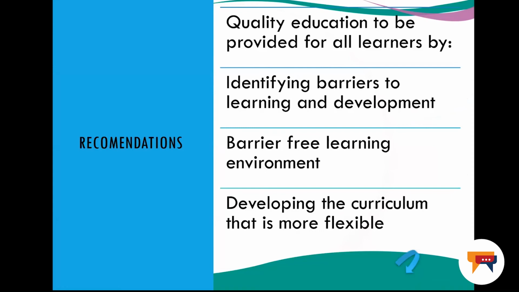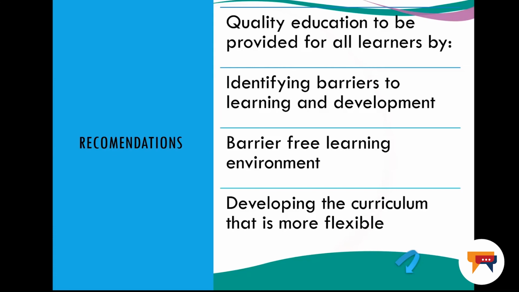Then based on the findings, the two teams also came up with their recommendations. They recommended that quality education should be provided for all learners. That is the first recommendation. Secondly, they recommended that barriers to learning amongst learners should be identified as soon as possible. The learning environment should be free and accessible for all learners.